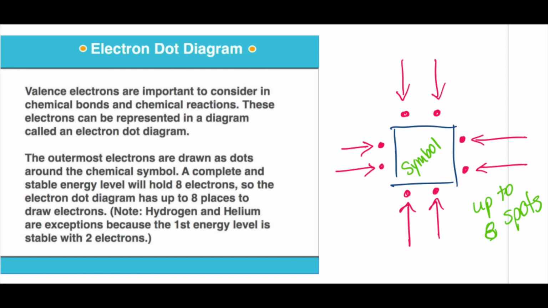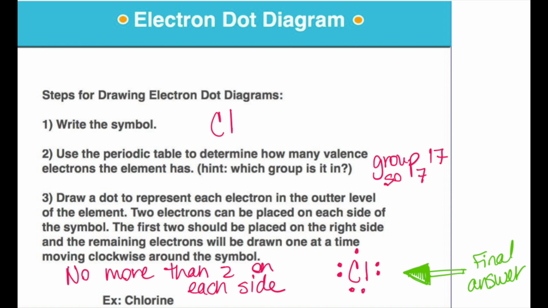Valence electrons are important to consider when it comes to chemical bonds and chemical reactions. These electrons can be represented in a diagram called an electron dot diagram. The outermost electrons are drawn as dots around the chemical symbol. For most of the elements, a complete and stable energy level is going to have 8 electrons. So the electron dot diagram has up to 8 places to be able to draw the electrons. Hydrogen and helium are exceptions because the first energy level is stable with 2 electrons. So looking at the diagram, you can only have up to 2 on each side of the symbol.